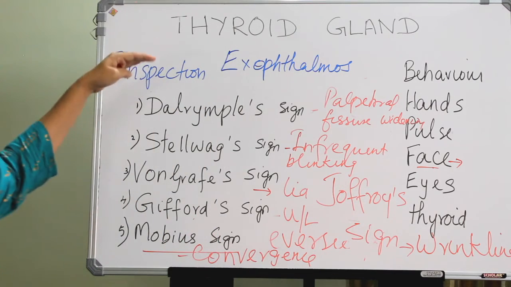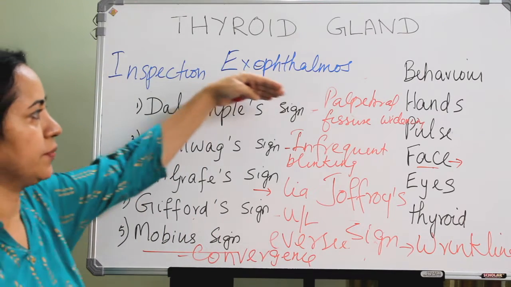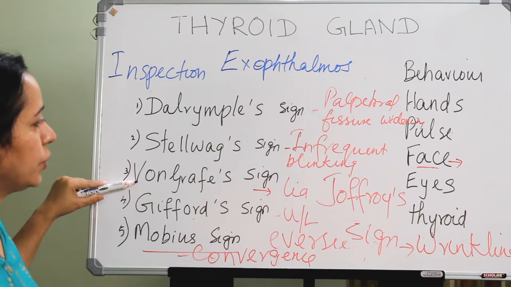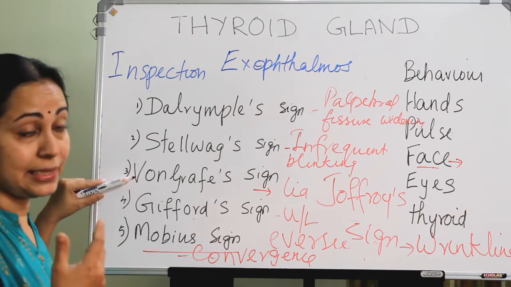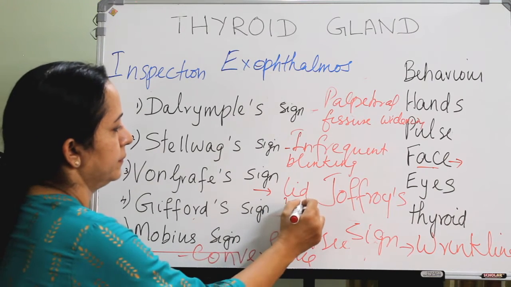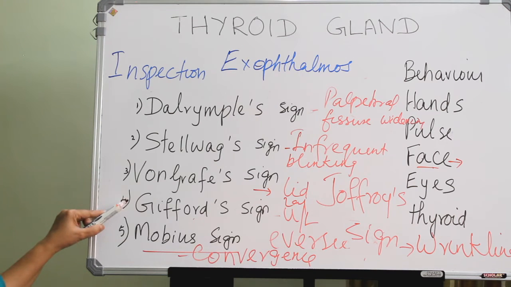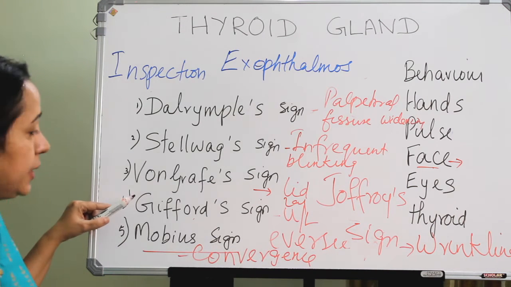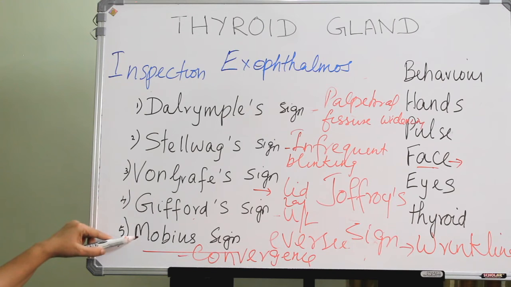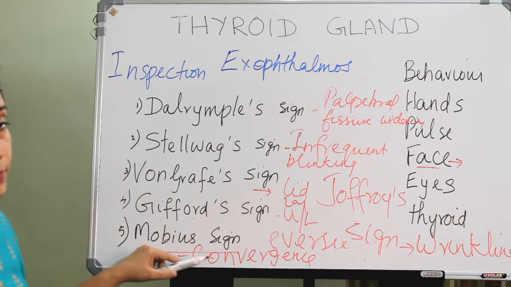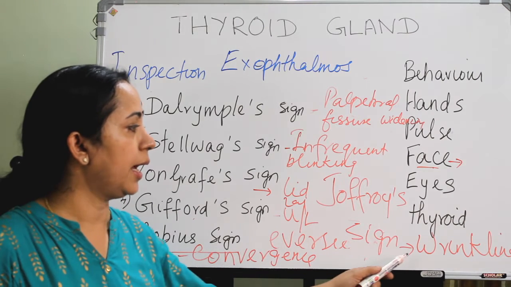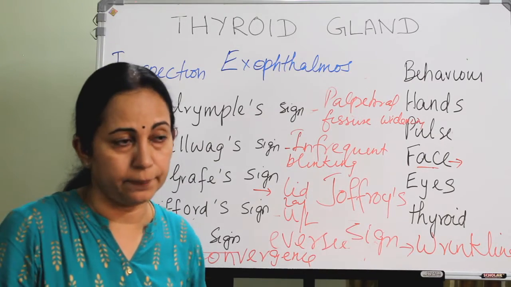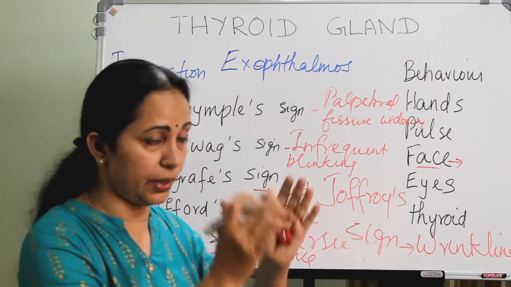So these are the named eye signs. Dalrymple sign, that is widening of the palpebral fissure. Stellwag sign, infrequent blinking. Von Graefe's sign, that is lid lag. Then Gifford sign, absence of eversion of the upper eyelid in case of unilateral thyrotoxicosis exophthalmos. Mobius sign is absence of convergence of the eyeball, and absence of wrinkling on looking upward is called the Joffroy sign. All these you examine from the front of the patient.